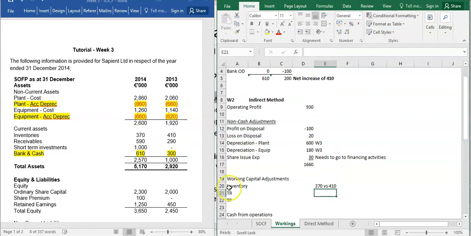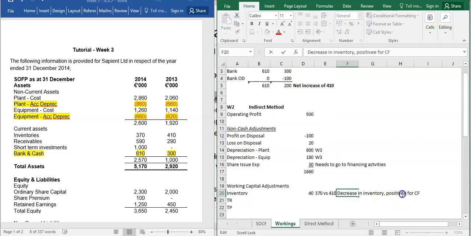Now be careful, this is a decrease in inventory. That is a cash inflow. You're going to add 40 there. So right there, decrease in inventory, positive for cash flow. So decrease in inventory is positive for cash flow because it's releasing money that's tied up in inventory.